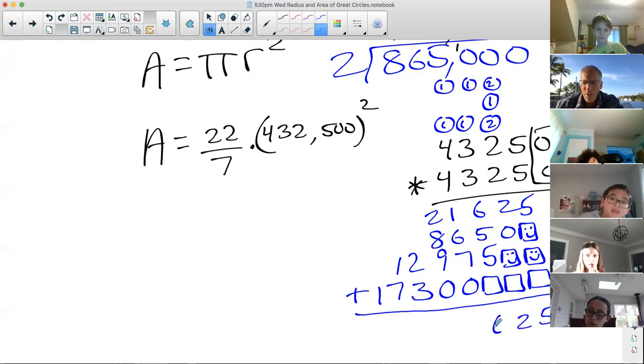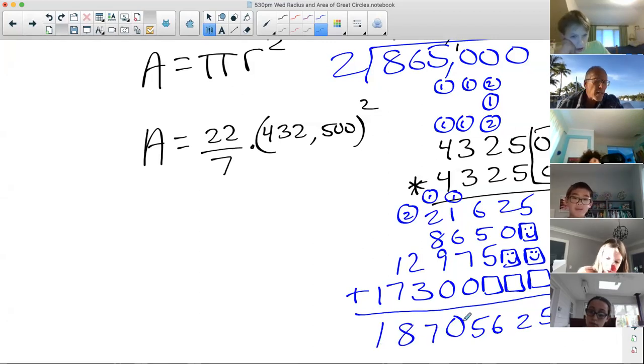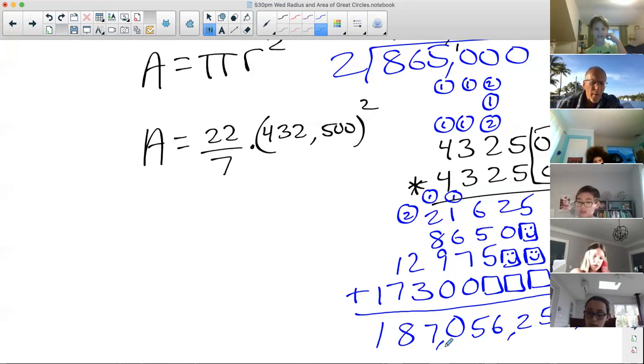5, 2, 6, carry the 1. 5, it's 15. 20, carry the 2. 7, 8, and 1. What is missing at the end of this calculation, guys? 0. 4 zeros. 1, 2, 3, 4 zeros. We now have 187 billion, 56,250,000. Now we've got to multiply that by 22/7.